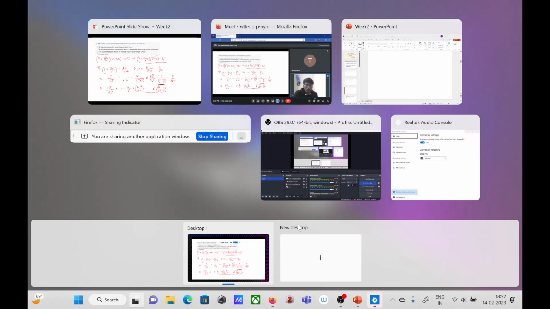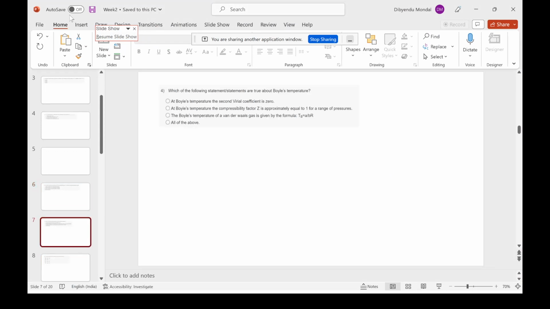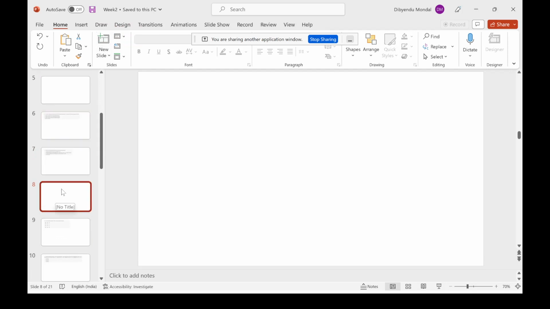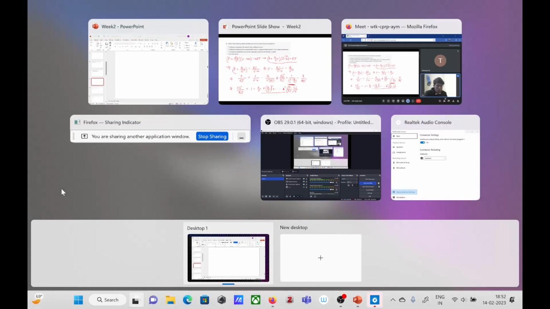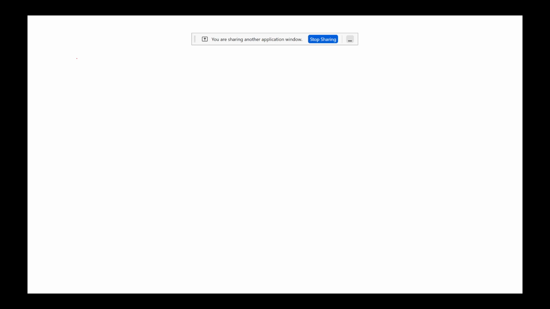Let's go to another page, that will be a good thing. So what we have got is P V prime by RT is equal to 1 plus, with 1 by V prime common, b minus a by RT, plus a term in 1 by V prime square, and higher order terms.